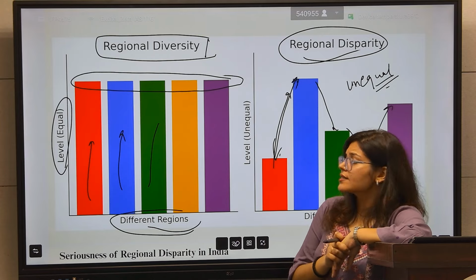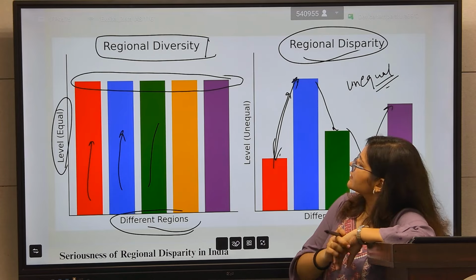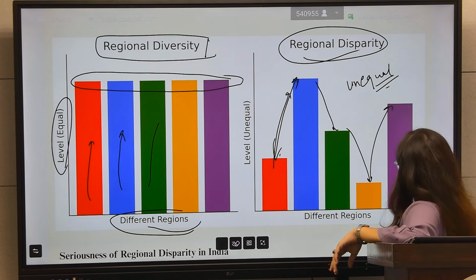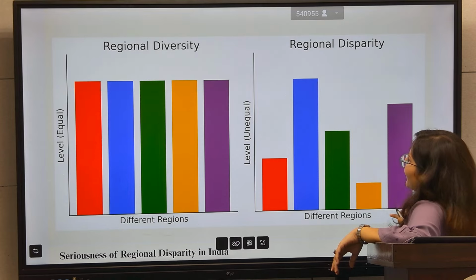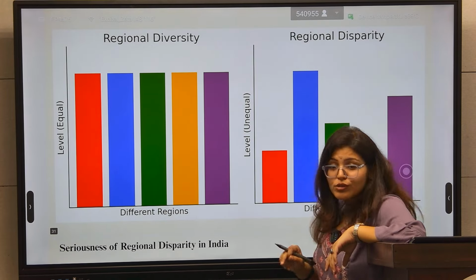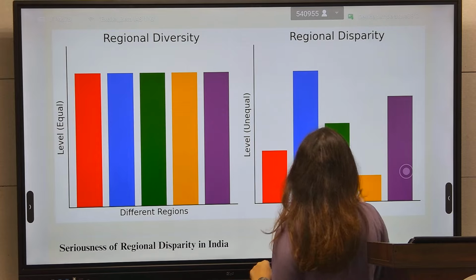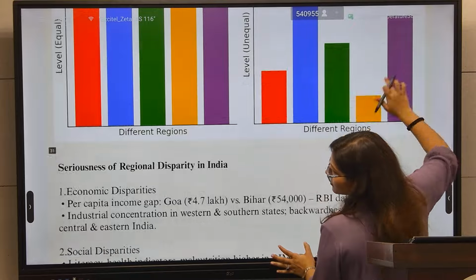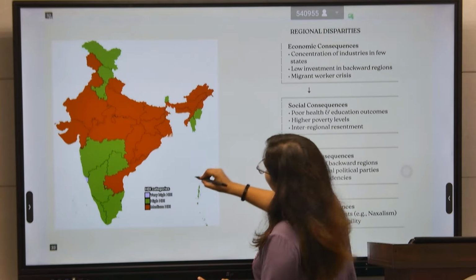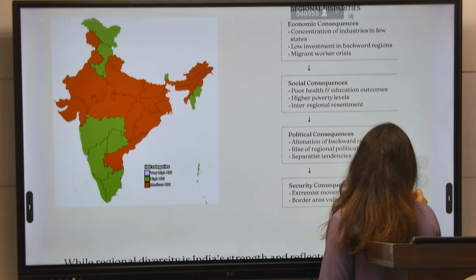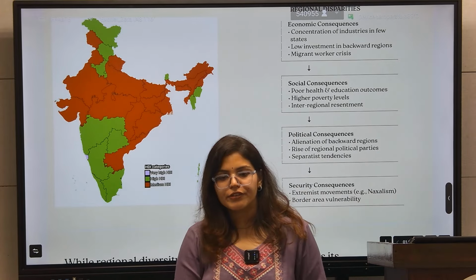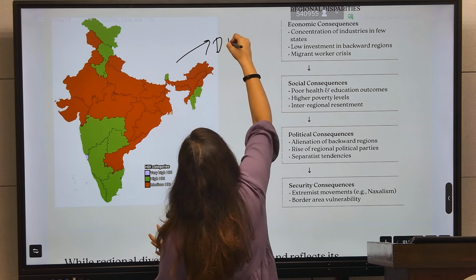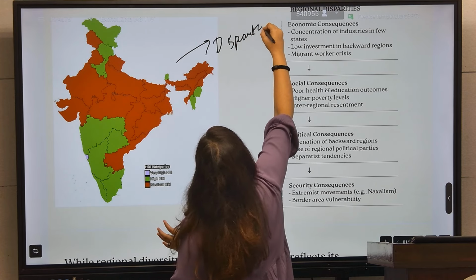So if you have space, make your answer more and more presentable. You can make this graphical representation for both terms, regional diversity and regional disparity. You can also draw a map here, an India map. I'll show you like this. Either show the graphical representation, or make a graph on disparity in India.